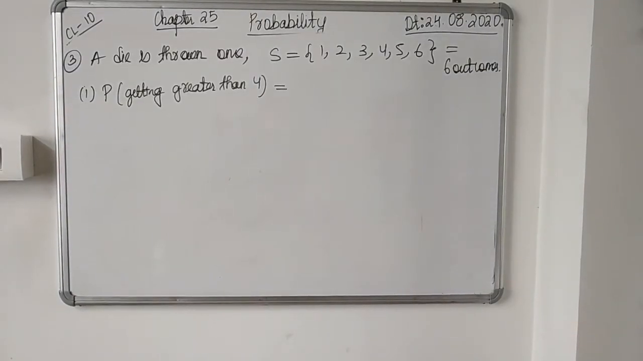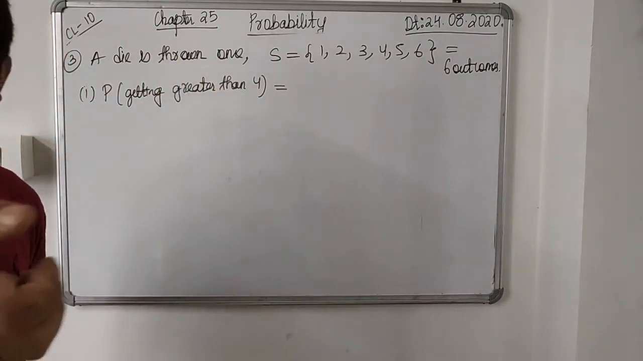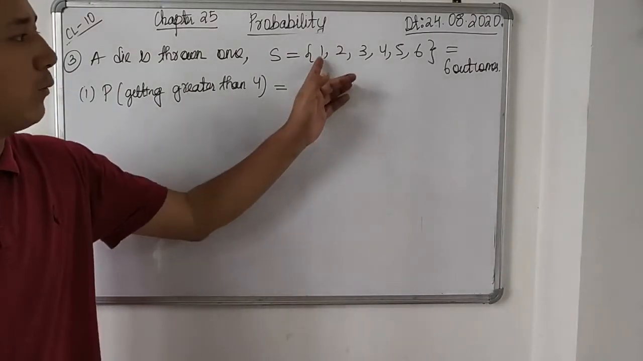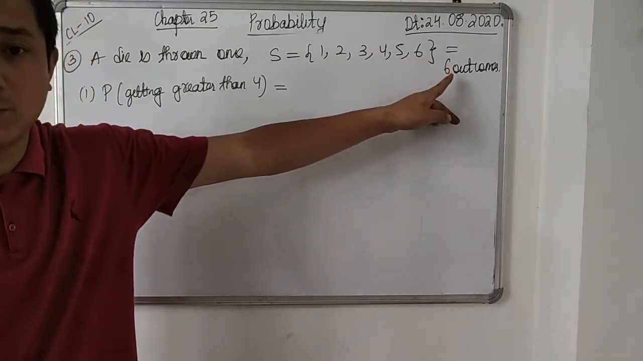Alright, so let's proceed with question number 3. If you read the question, a die is thrown once. So the experiment is a die is thrown once. The sample space will be 1, 2, 3, 4, 5 and 6. So total how many outcomes? I'll be getting total 6 outcomes.